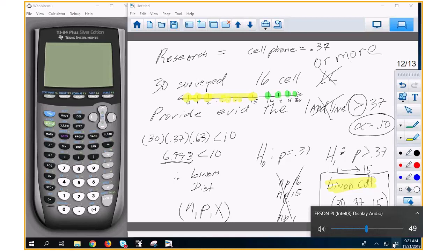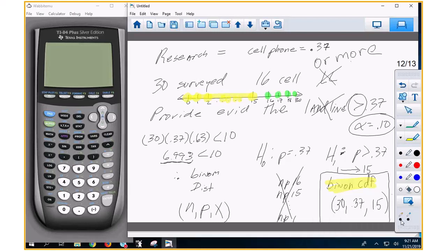So somebody do this in their calculator. I did the whole thing, so somebody give me the complement. I typed it in all together. What is binomial CDF of 30, 0.37, and 15? Somebody tell me. Is it 0.94 or something? Good. What is it? Let's go. Point what? 94. 99. 36. And it keeps on going.